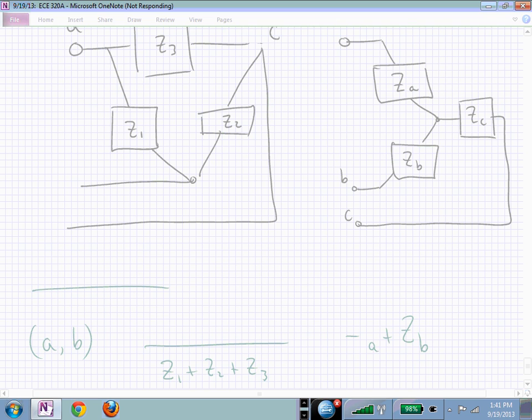I hope that's right. And then that was equal, that's between B and C, so to be consistent with what we had before, is Z sub B plus Z sub C. And then we have our CA configuration. And the CA configuration now says that we have Z sub 3 in parallel with Z sub 1 and Z sub 2.